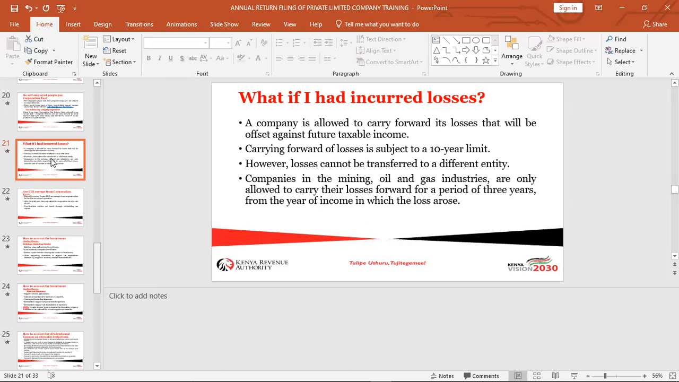So if you have formed a company here and you are forming another company somewhere, you cannot transfer that loss. Companies in the mining, oil, and gas industries are only allowed to carry their losses forward for a period of 3 years from the year of income in which the loss arose.